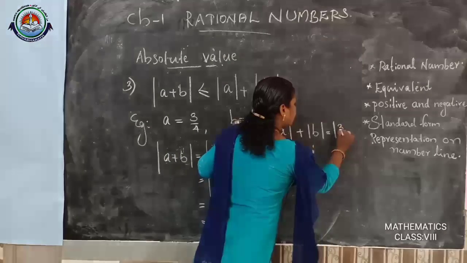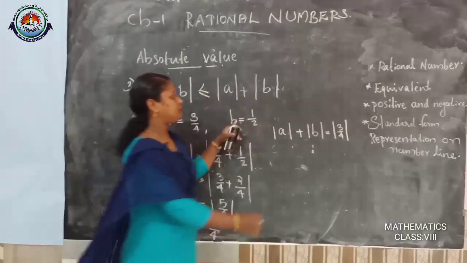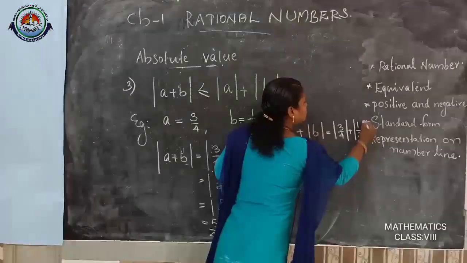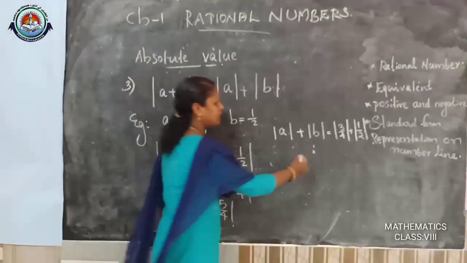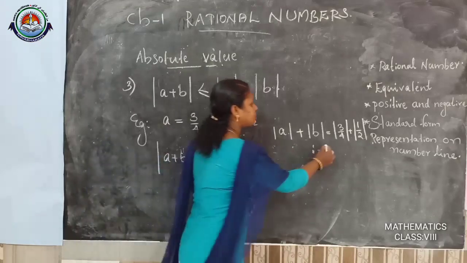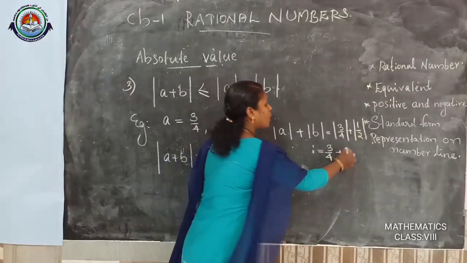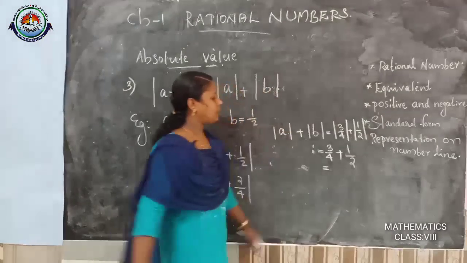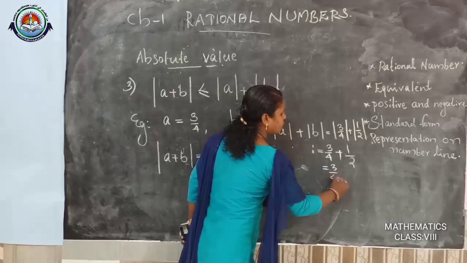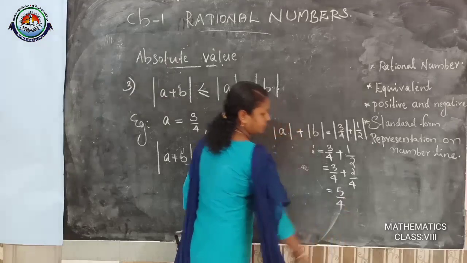So 3 by 4 plus absolute value of B, which means plus absolute value of 1 by 2. Then it is equal to absolute value of 3 by 4. What is absolute value of 3 by 4? 3 by 4 itself. Plus absolute value of 1 by 2 is 1 by 2 itself. Then 3 by 4 plus 1 by 2, the same operation. That is 3 by 4 plus 2 by 4, which is equal to 5 by 4.